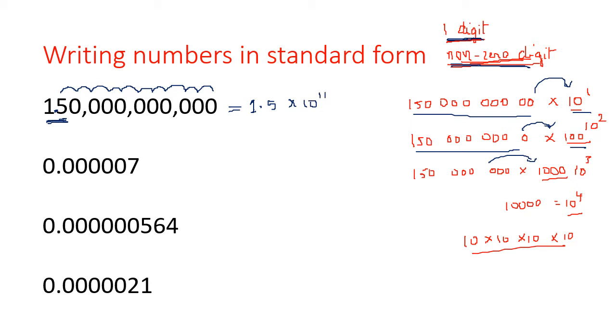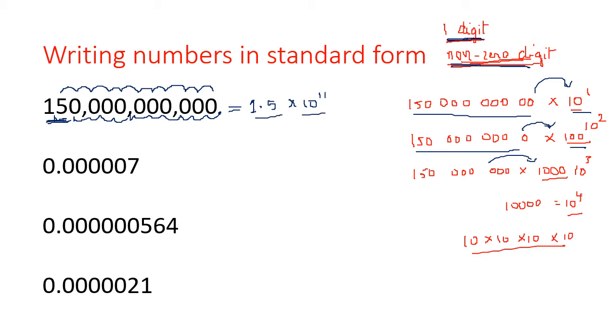What is actually happening here is that initially there was no decimal point. When a number doesn't have a decimal point, we consider the decimal point to be at the end of the number. Now the decimal point is shifting towards the left: 1, 2, 3, 4, 5, 6, 7, 8, 9, 10 and 11. Because it is shifted 11 places, I get 10 raised to 11.